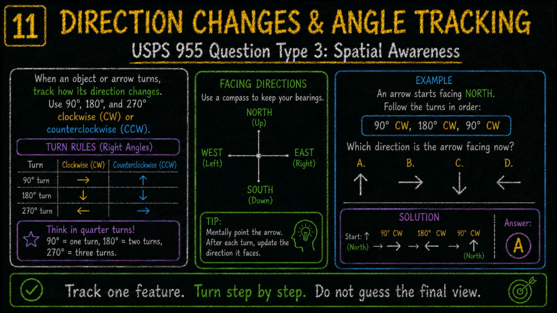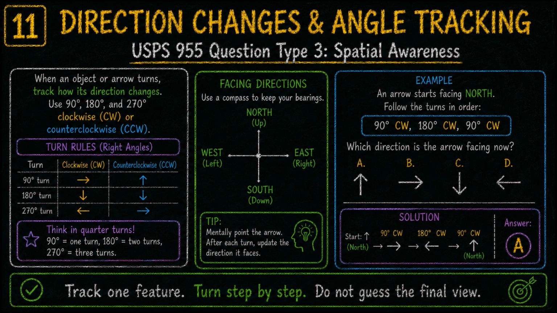Slide 11 focuses on direction changes in angle tracking. This is important because many spatial questions ask what direction an arrow, object, or feature faces after it turns. The mistake is trying to jump straight to the final direction. Instead, use quarter turns. A 90-degree turn is 1/4 turn. A 180-degree turn is 2/4 turns. A 270-degree turn is 3/4 turns.